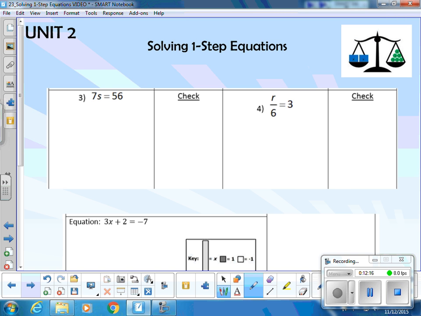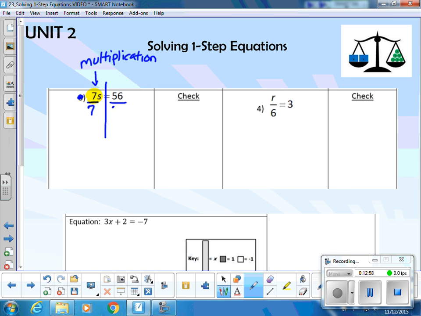This one is a little bit different. If you look, there's no positive sign, there's no addition sign, there's no negative sign. So this is just the number of the problem, so ignore that. I have 7s, and we know that 7s means multiplication. So to undo the multiplication, I have to do the opposite, which is to divide. So I'm going to divide each side by the number being multiplied times the letter. So if we look, where's our letter? Our letter's right here. So the number being multiplied times the letter is 7. So I'm going to divide by 7.